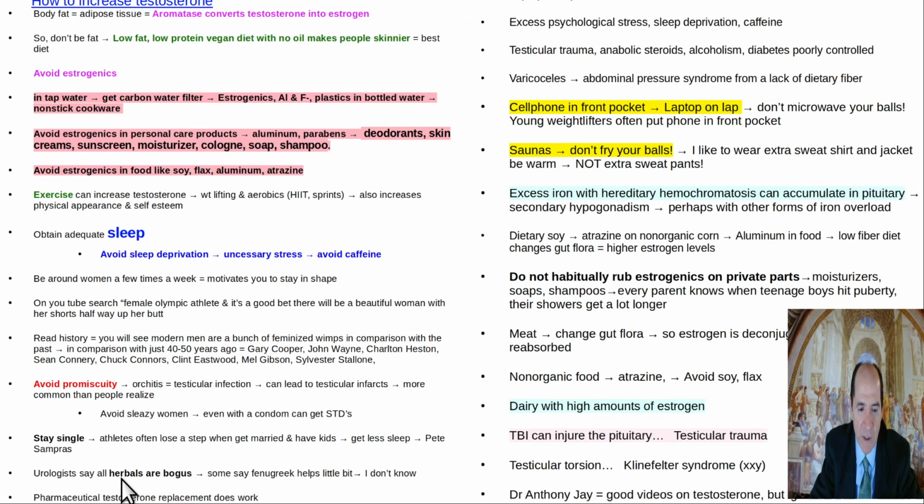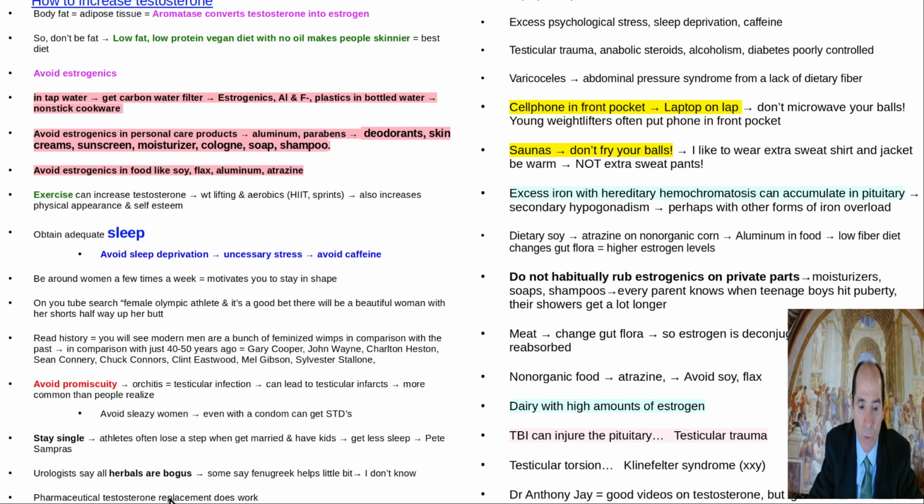Some urologists will say that all herbals are bogus, and I'm not familiar with the herbals, but the urologist is going to be biased, okay? Some say fenugreek helps. I don't know. Some people say ashwagandha. I don't know. Some people say zinc supplements. I don't know of any of that stuff. I've never used any of those things, nor do I have any personal experience prescribing them, but those are things people talk about.